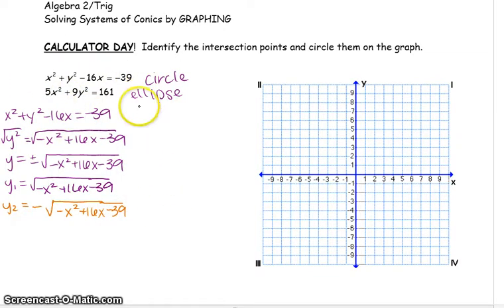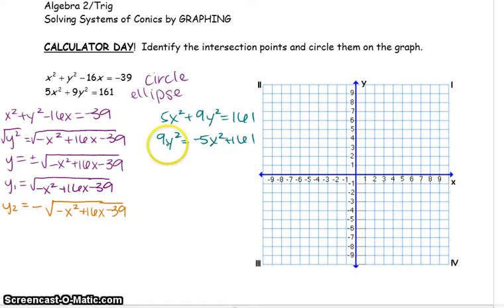Now we're going to do the same thing for our ellipse equation. Okay, so we have 5x squared plus 9y squared equals 161. So again, get everything else but your y's on one side. So you'll have 9y squared equals negative 5x squared plus 161. To get our y squared by itself, we divide both sides by 9. So we're left with y squared equals negative 5x squared plus 161 all over 9.